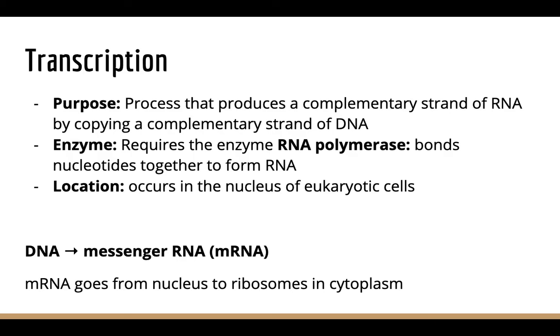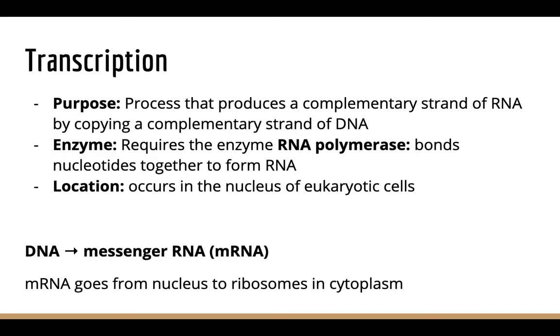Obviously, it needs some help. Every little process in the body needs help. And the enzyme that helps in the process of transcription is RNA polymerase, very similar to DNA polymerase, which we talked about yesterday. RNA polymerase basically binds or adds the nucleotides together in order to make that RNA strand. And the location of transcription, like we mentioned before, is in the nucleus.